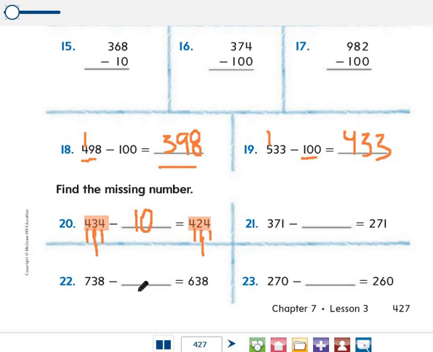Let's solve question number 22. 738 minus something equals 638. Observe the hundreds digit. Here it's 7, here it's 6. Now it's clear that we subtracted 100.